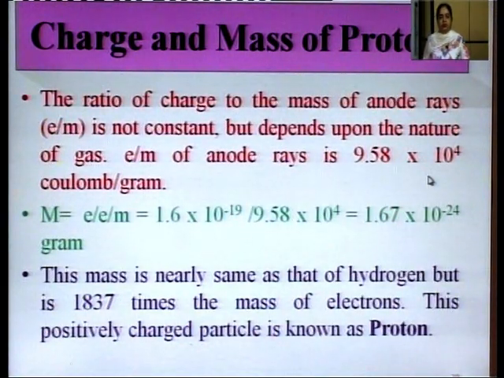Charge and mass of proton. The ratio of the charge to the mass of anode rays, e/m, is not constant but depends upon the nature of gas. e/m of anode rays is 9.58 × 10^4 coulombs per gram. m is equal to 1.67 × 10^-24 grams. This mass is nearly the same as that of hydrogen but is 1837 times the mass of an electron. This positively charged particle is known as proton.